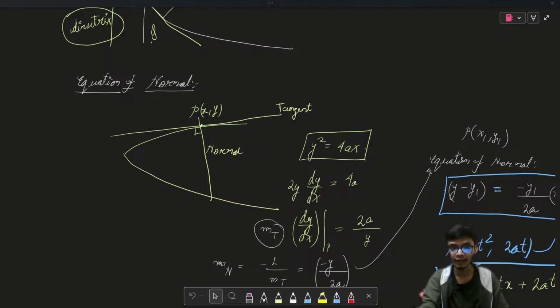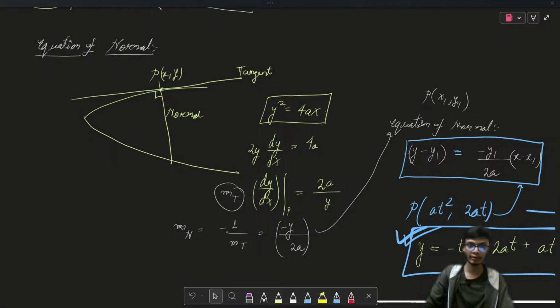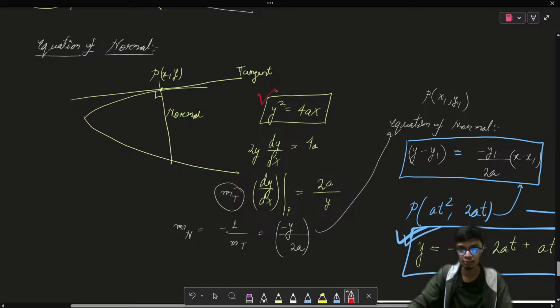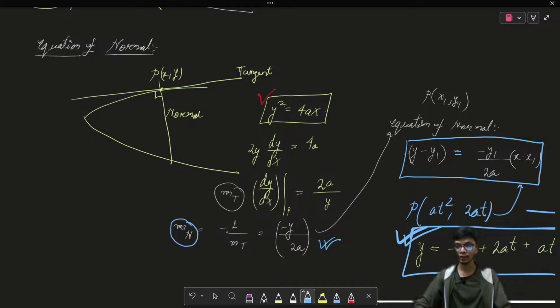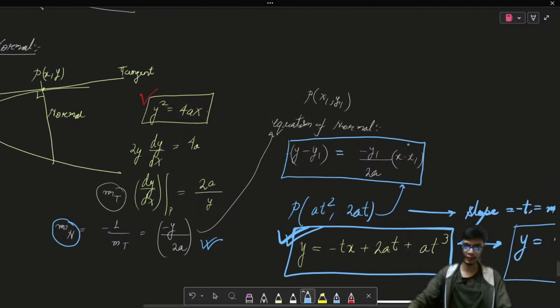If I recall quickly the equation of normal to a given parabola, we have seen that if at any point I want to draw the equation of normal, from the differential approach at a given point we get the slope of the tangent, and from there we can also get the slope of the normal, which is basically negative of y1 by 2a. Once we get the slope of the normal, then at a given point x1, y1 I can easily write the equation of normal: y minus y1 equals minus y1 upon 2a times x minus x1.